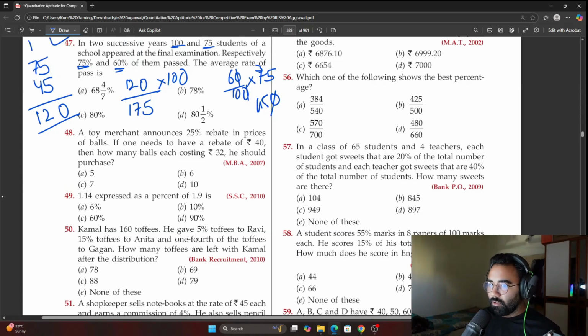Now 48, in question number 48, you can use a little bit of your common sense. A toy merchant announces 25% rebate in prices of balls. Rebate as in 25% discount. You get 25% return. If one needs to have a rebate of rupees 40, then how many balls each costing 32 rupees should he purchase?